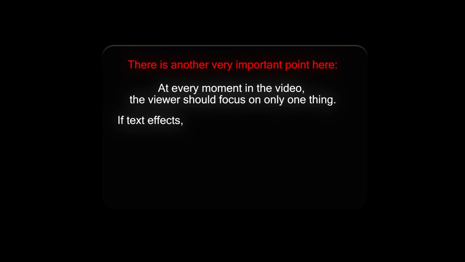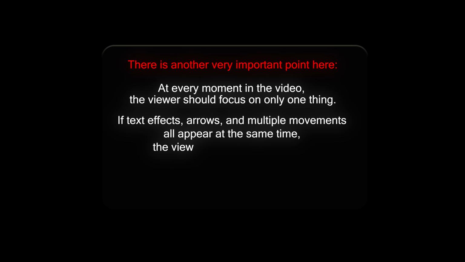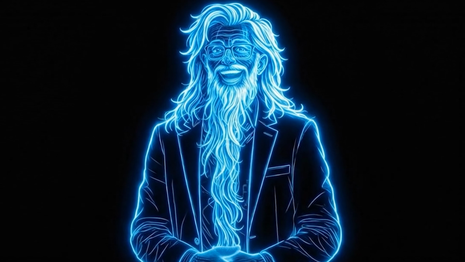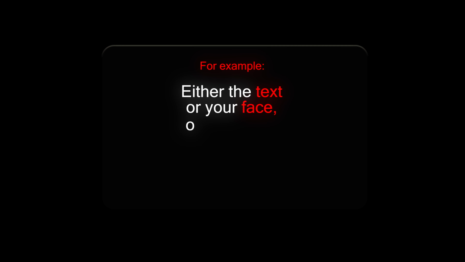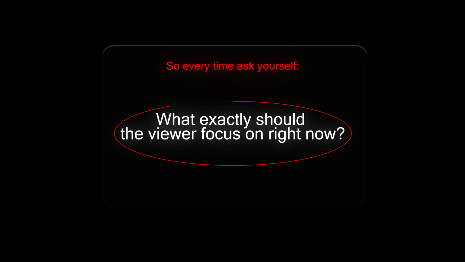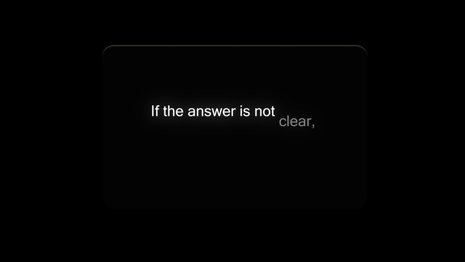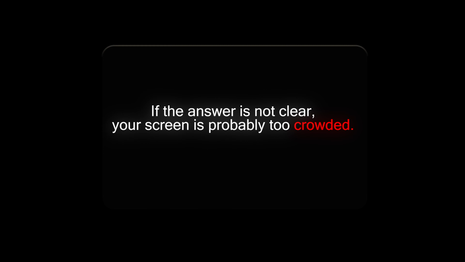If text, effects, arrows, and multiple movements all appear at the same time, the viewer's brain gets confused and doesn't know where to look. That's why professional videos usually have only one focus point. For example, either the text or your face or the arrow or the B-roll, not all together. So every time ask yourself, what exactly should the viewer focus on right now? If the answer is not clear, your screen is probably too crowded.